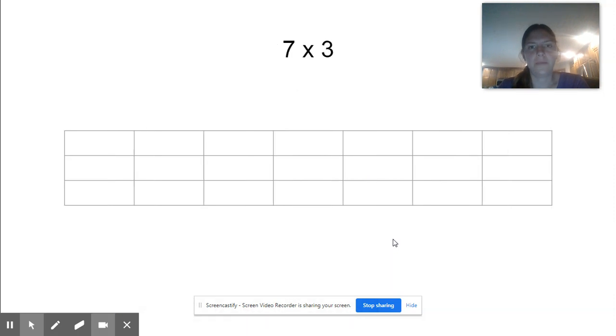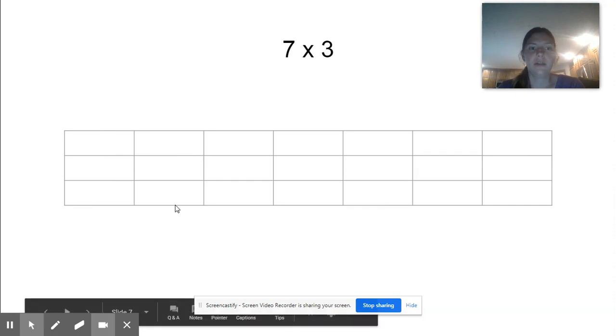Here's another array. 7 times 3. I have 7 columns and 3 rows. I can either add all the little squares in my table, or I can add 7 plus 7, which is 14, plus 7, which is 21, or I can add my 3.